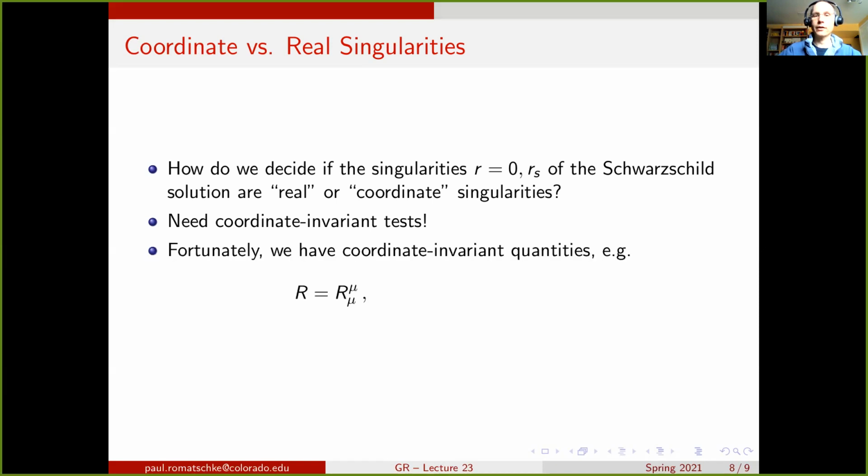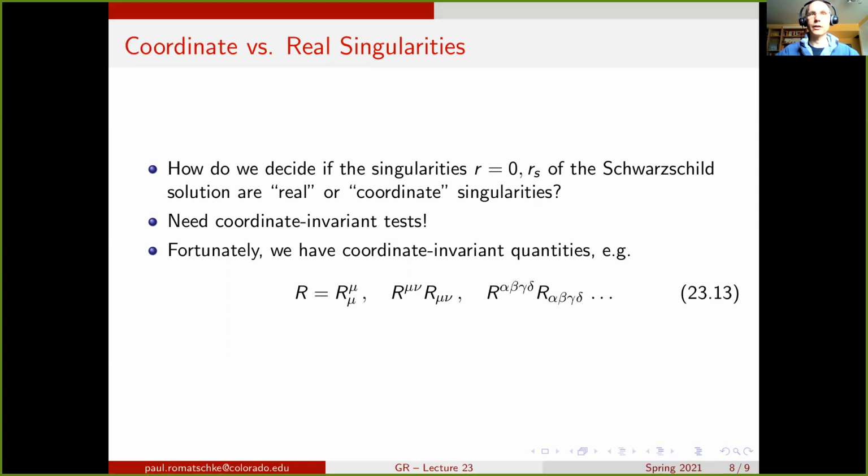Fortunately, we do have coordinate invariant quantities. An example of this would, for instance, be the Ricci scalar R, which, as we know, is diffeomorphism invariant because it's a scalar. And that means that it takes the same value no matter which coordinates we employ. Another potential coordinate invariant quantity is other scalars that we can build, such as R_{μν}R^{μν}, which again, because all the indices are contracted, constitutes a coordinate invariant observable, and as such will basically tell us about any problems that we have in our spacetime, no matter what coordinates we use.